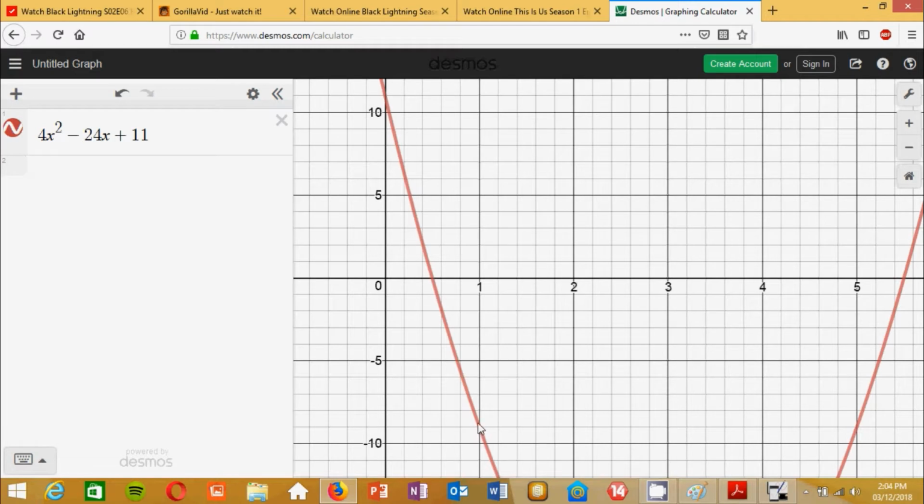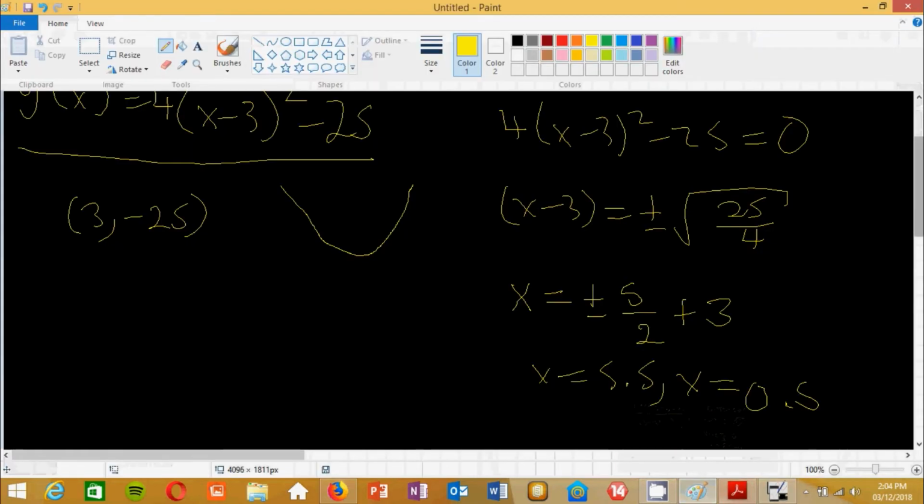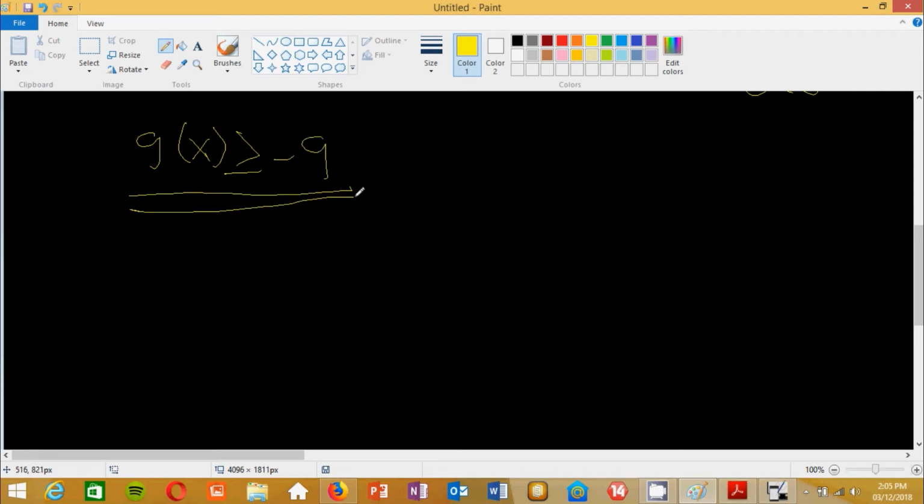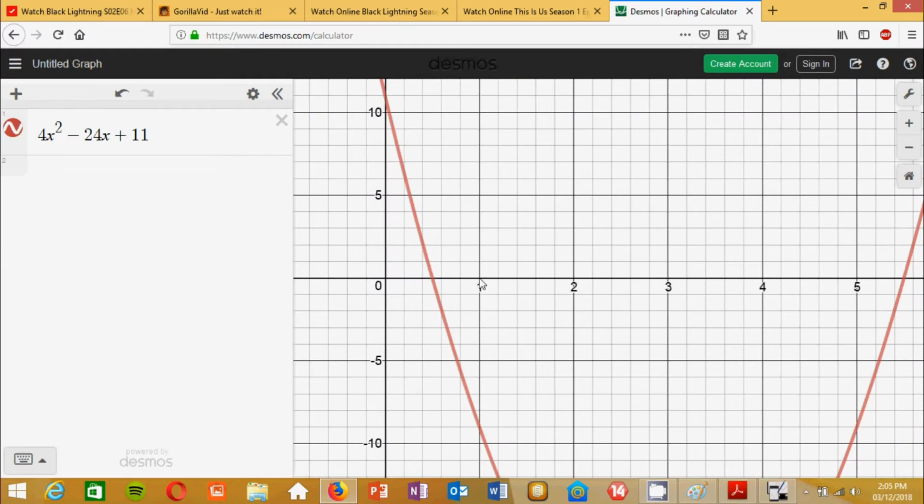So what's going to be the range? What would be the possible y values, the possible g values, if you go like this? Well, it would be g of x is greater than or equal to -9. It will be g of x is greater than or equal to -9, because when x is 1, g is -9.